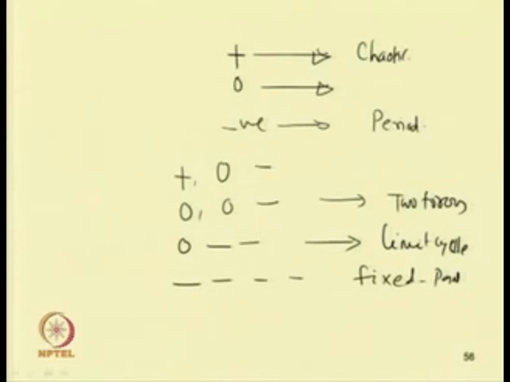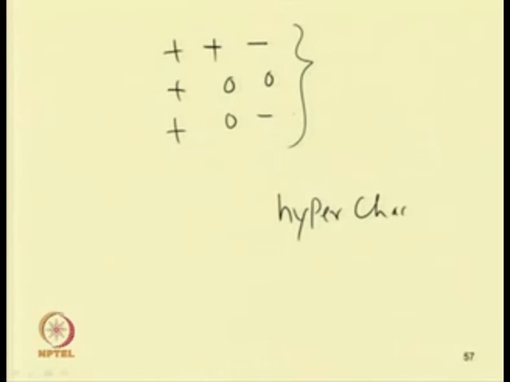Similarly, in case of 4 dimensional systems, one can tell the system to be chaotic if the Lyapunov exponents are positive, positive, negative, or positive, 0, 0, or it may be 0, positive, 0, negative. So, these are the three options for getting a chaotic response. If more than one Lyapunov exponent is positive, then it is known as hyper chaos.